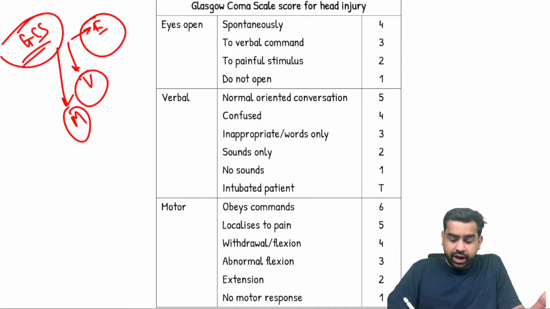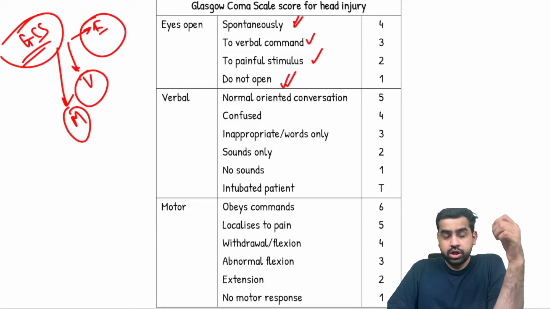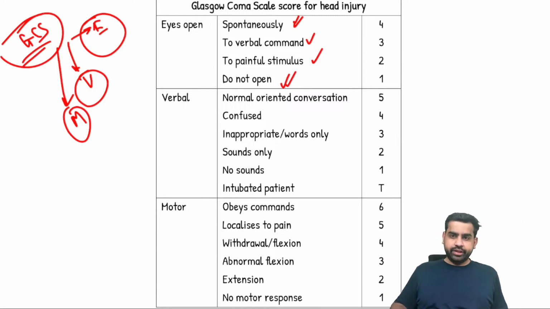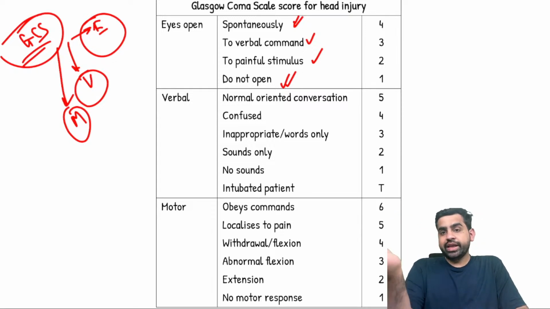What about the eye-opening response? Eye opening spontaneously, to verbal commands, to painful stimulus, and no opening at all. You understand my point? Let's take it step by step. In the GCS we have the eye-opening response, verbal response, and motor response. For the eye-opening response, the maximum value which you can get is 4.